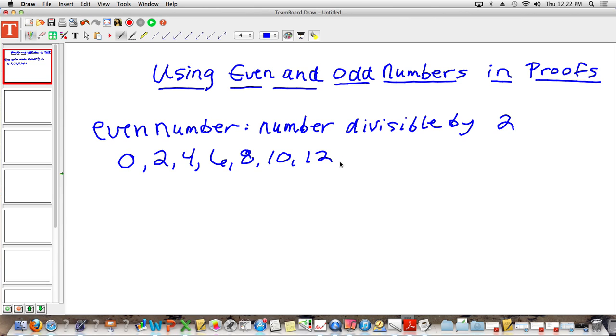0, 2, 4, 6, 8, 10, 12, dot, dot, dot. What do those dots mean? Etcetera. Repeat. It goes on forever and ever. You could, for the rest of your life, count the even numbers and you would never have all the even numbers.